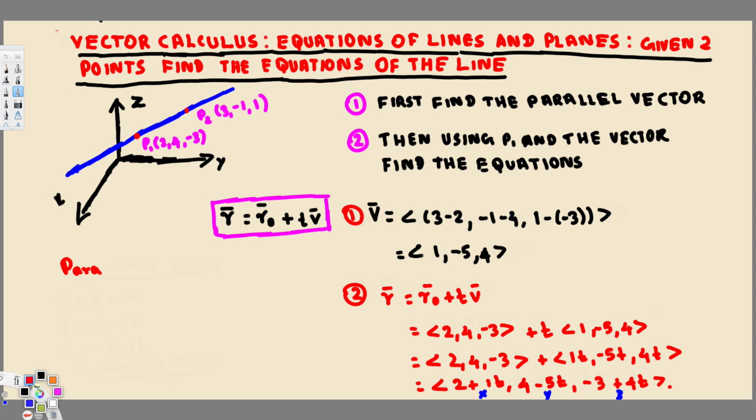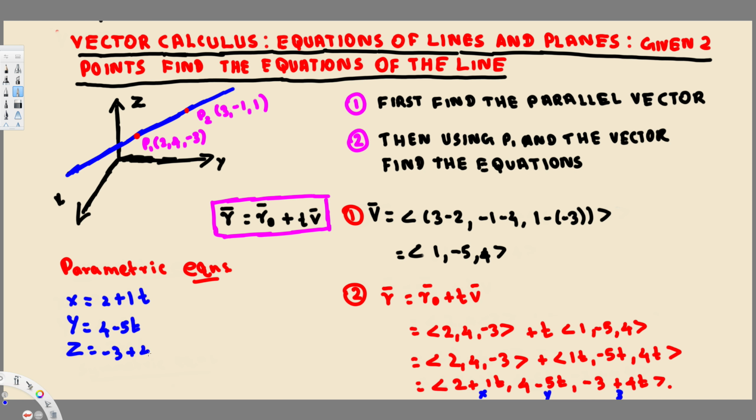Now let's write this one separately. Parametric equations. Now first we are going to put the parametric equation for x value, that is 2 plus 1t, and parametric equation for y, that's going to be 4 minus 5t, and then parametric equation for z, that's going to be minus 3 plus 4t, right? So this is our parametric equation.